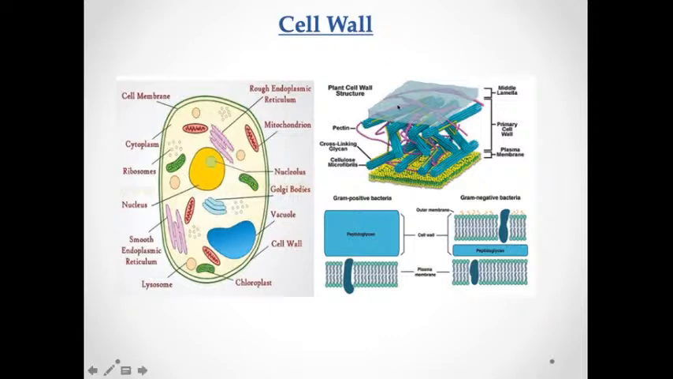So here the plant cell wall has pectin, cross-linking glycans, and cellulose microfibrils present. Then there is a middle lamella, the primary cell wall, and then the plasma membrane. So this is how it looks.